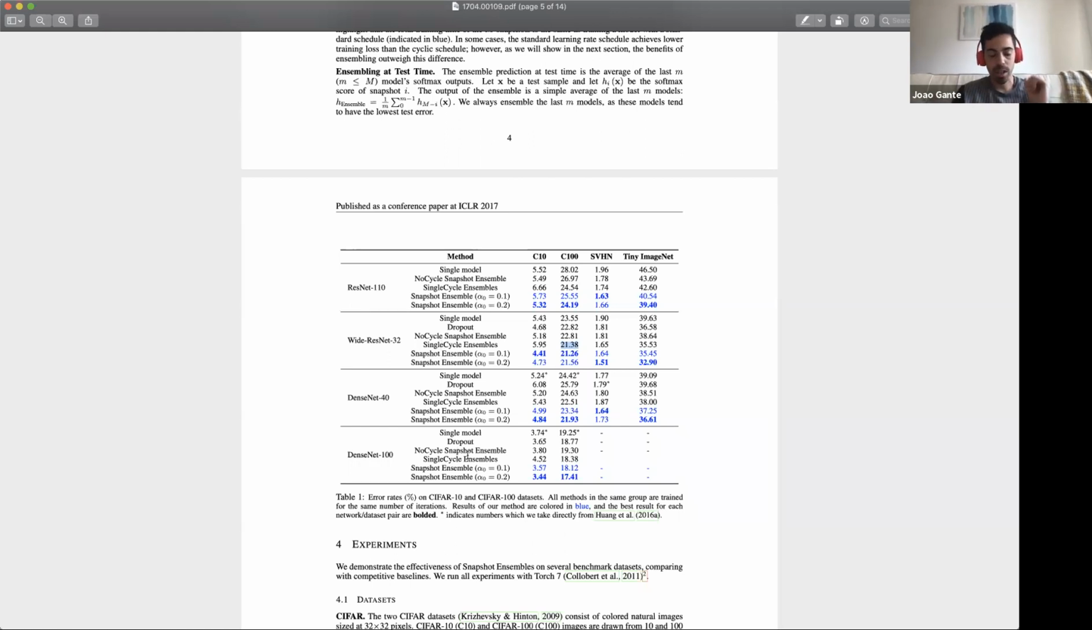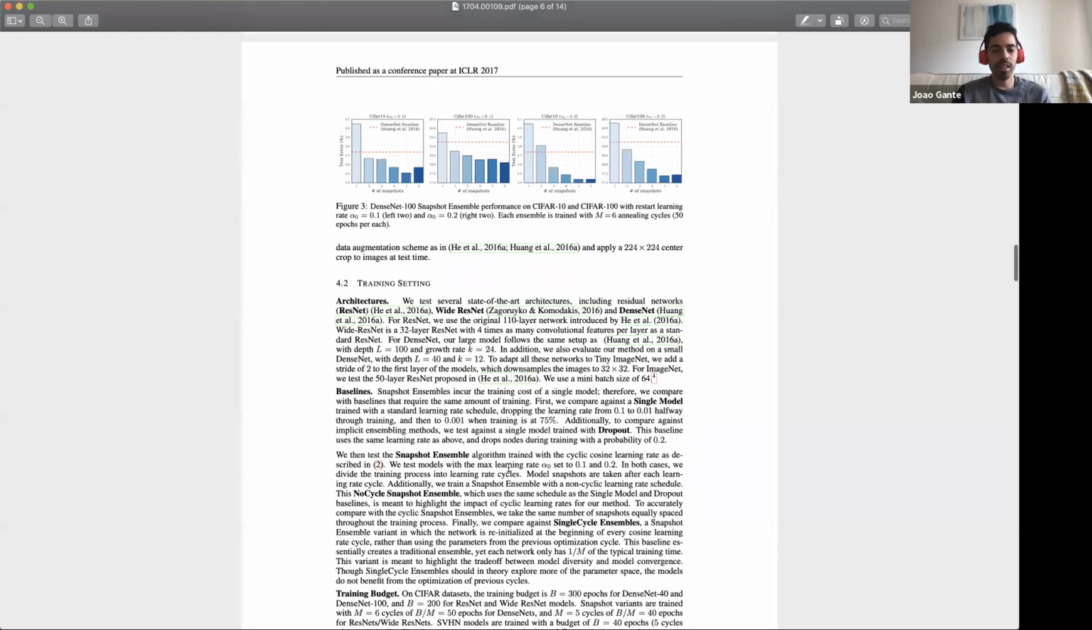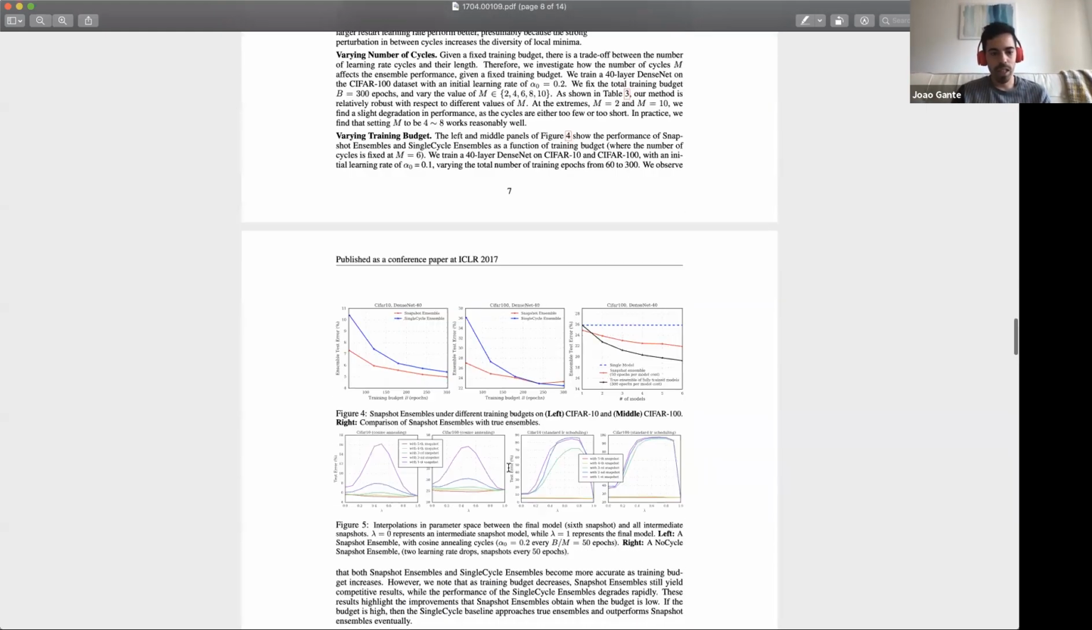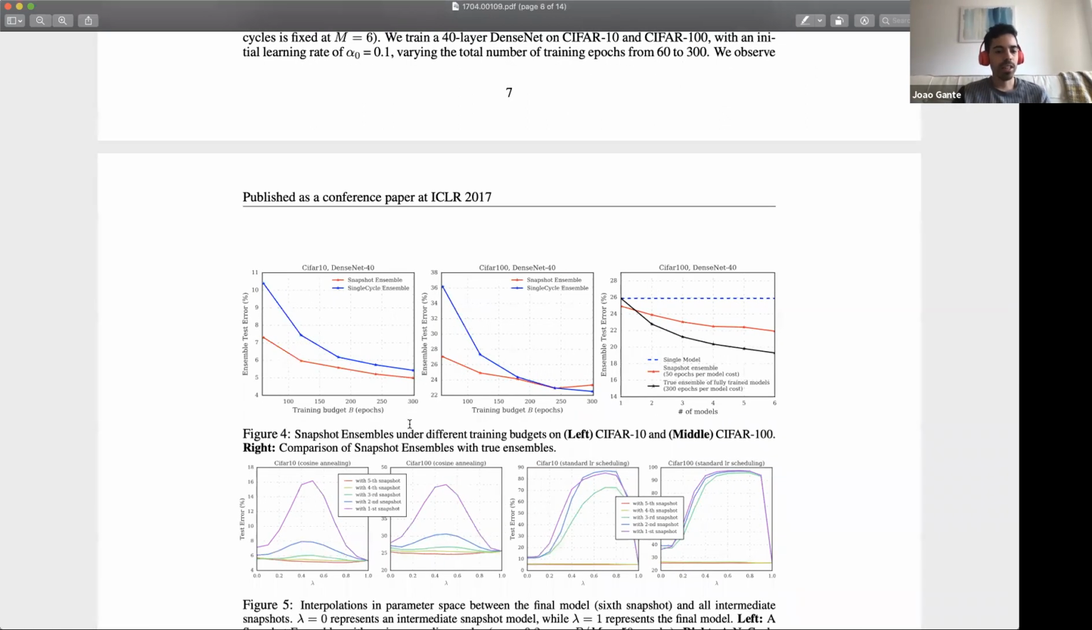Moreover, there is a cool set of results that they show in figure 4, which is, let's try to compare the snapshot ensembles versus the single ensembles as we change the training budget on these two images on the left, and on the right as the number of models increases. So let's go first to the image on the left.